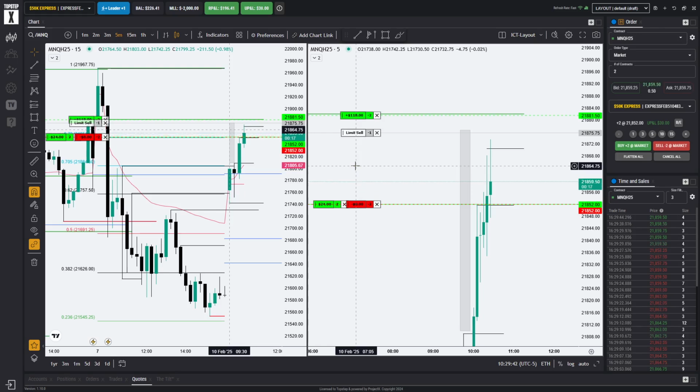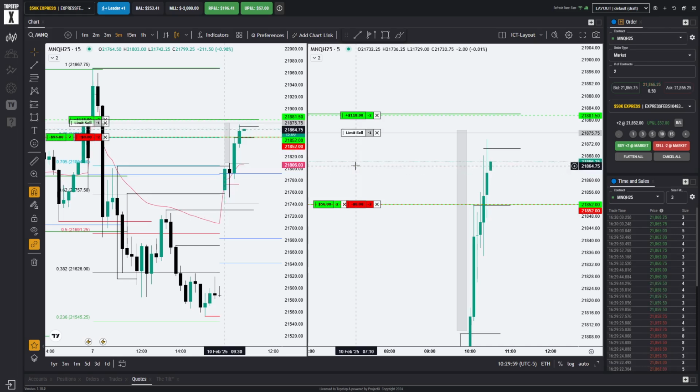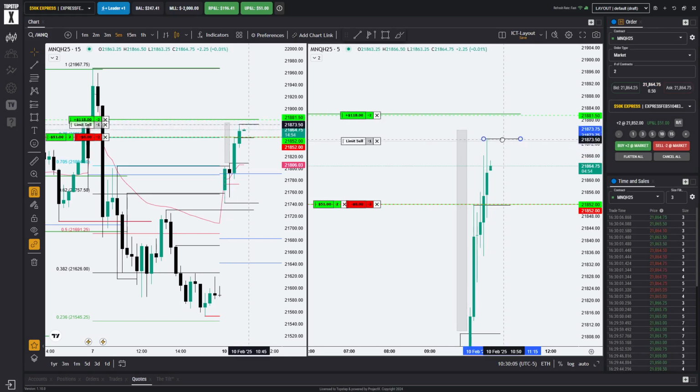19 seconds. Are we going to push into this measured move and beyond? Alright. Okay, now I got a 15-minute candle here, so I have to respect that. I have to take something off.